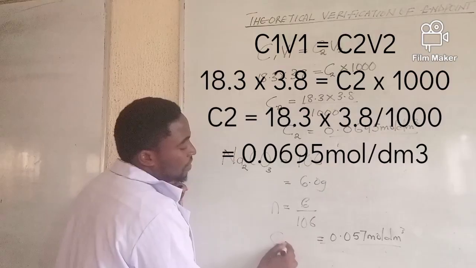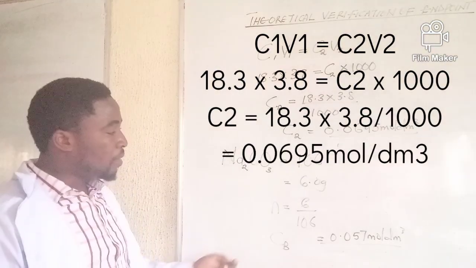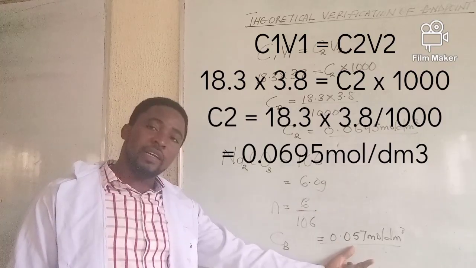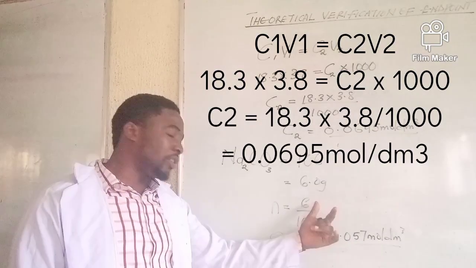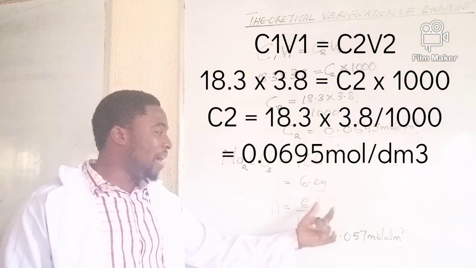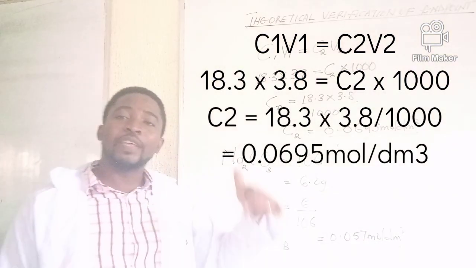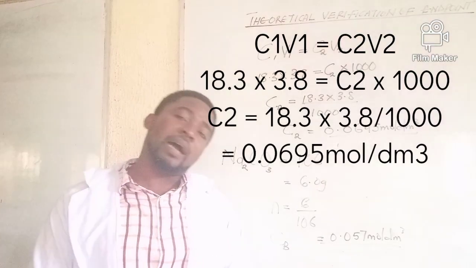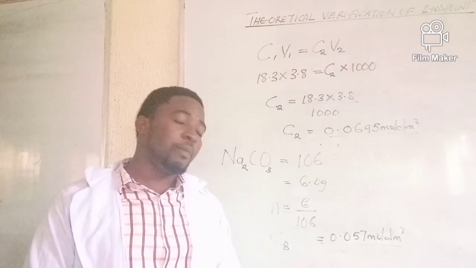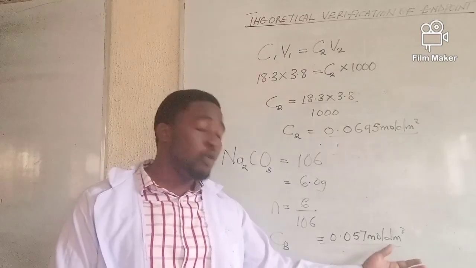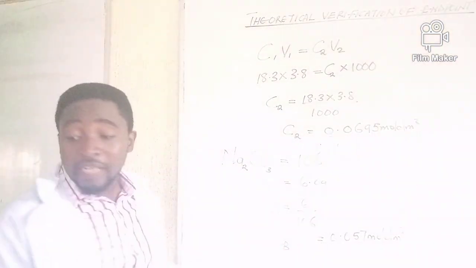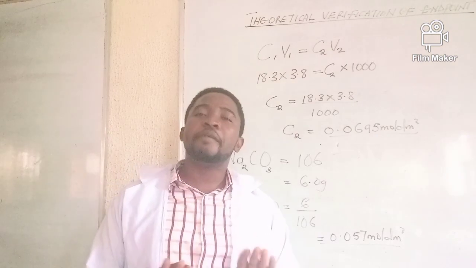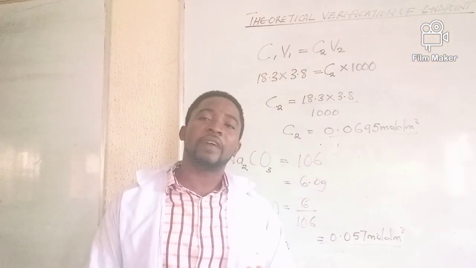So with this, I've gotten the value of my Cb, because I told you that this result that we have here is the same thing as the mass concentration. That is the 6 grams we have here, because it was dissolved in 1000 cm3 of the solution. So the resultant solution has a concentration of 0.057 mole per dm cube. That's our Cb. Now that we have our Ca and our Cb, it will be very easy for us to find our Va.